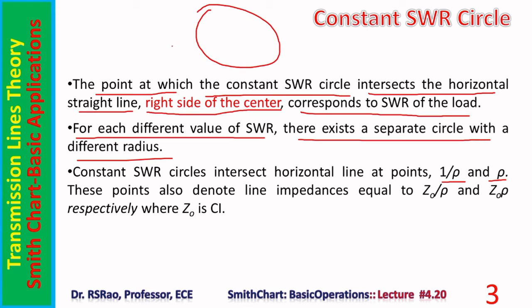Notice, this is the chart, this is the horizontal line, this is SWR circle. This circle intersects the horizontal line at 2 points, left of 1 and right of 1. These points give 1 by rho and rho. Left point gives 1 by rho, right point gives rho. These points also denote line impedances equal to Z0 by rho. Here, this point represents Z0 by rho, whereas right point represents Z0 multiplied by rho.